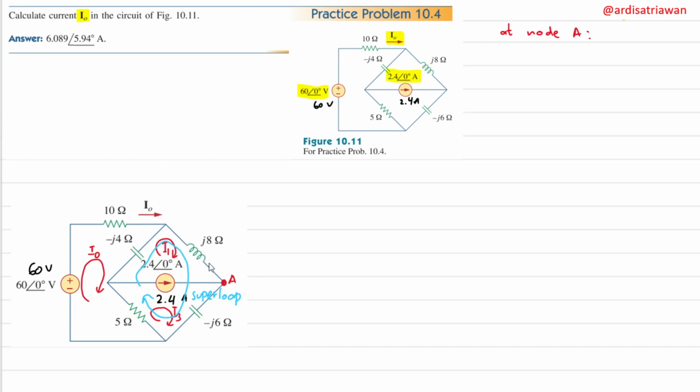Okay, what can we do from here? If we take a look here, the current that goes in is this I1 and 2.4 ampere, and I3 is going out, right? And KCL says that the sum of currents that go in is equal to the currents that go out. The current that goes in is 2.4, and then one more is I1, and the current that goes out is I3. Maybe I should name that I2, not I3. So this will be I2. If we rearrange this, we will have I1 minus I2 equals minus 2.4. This will be useful later, so let's save this as an equation.